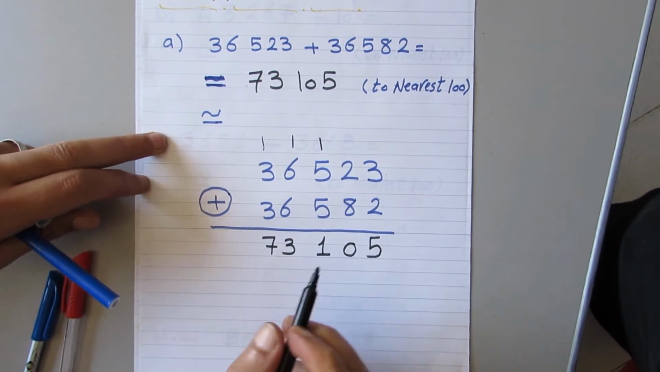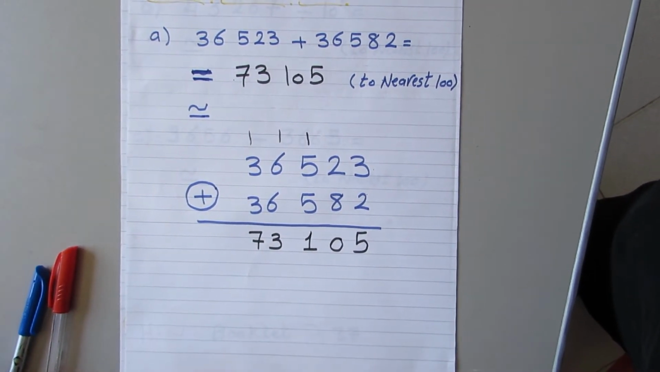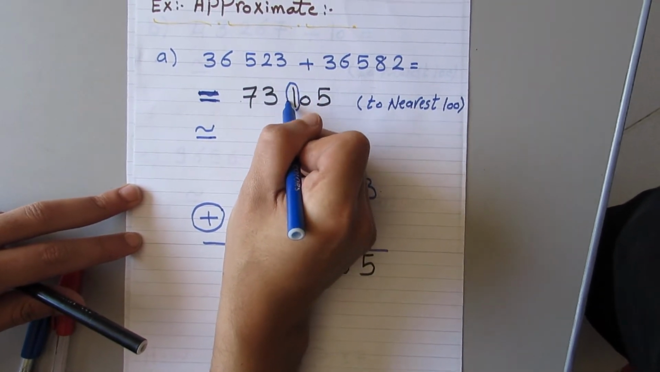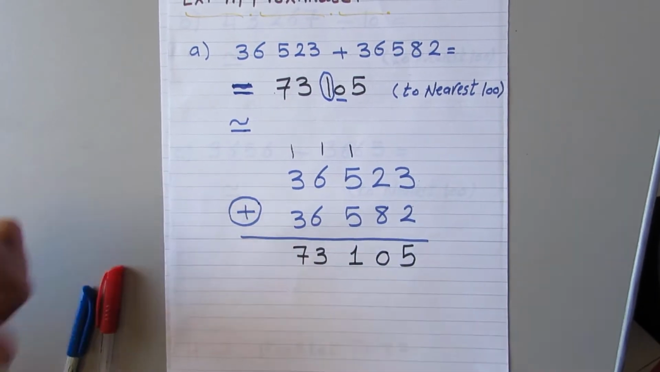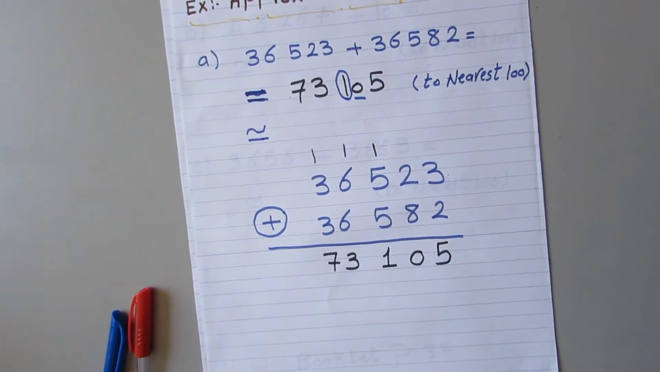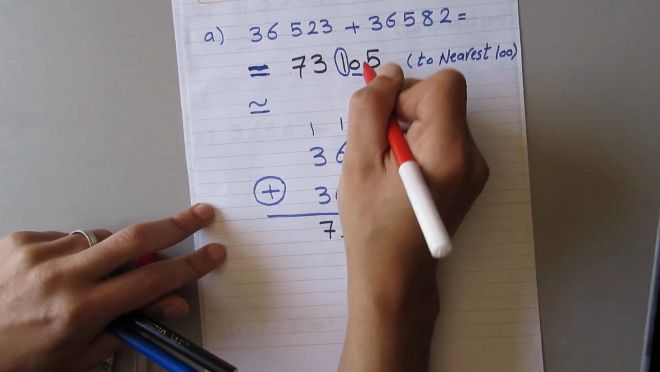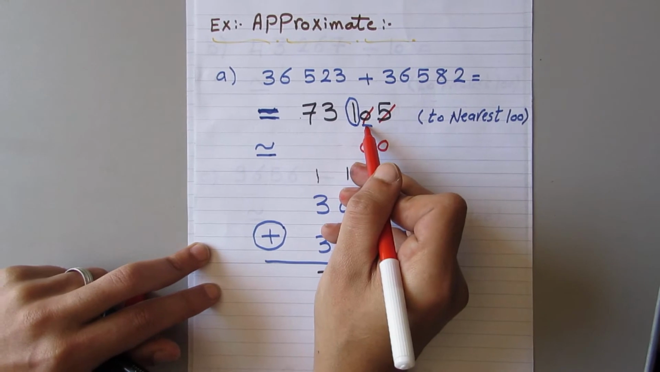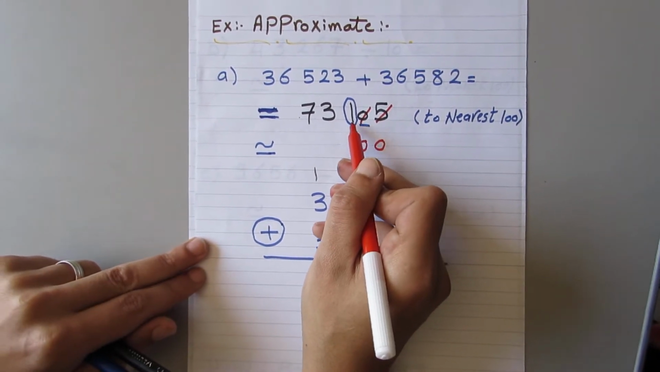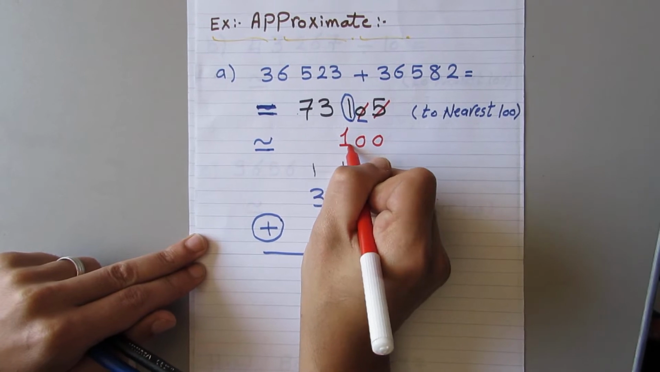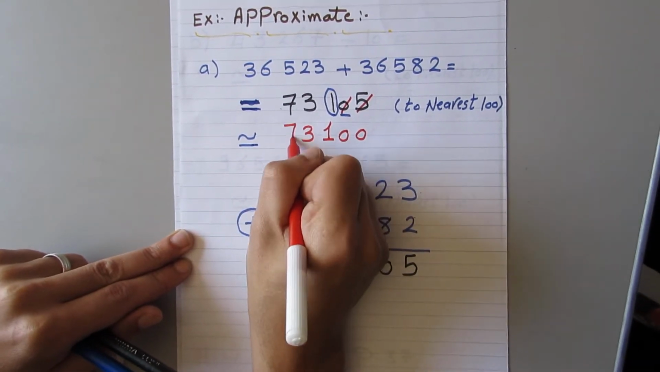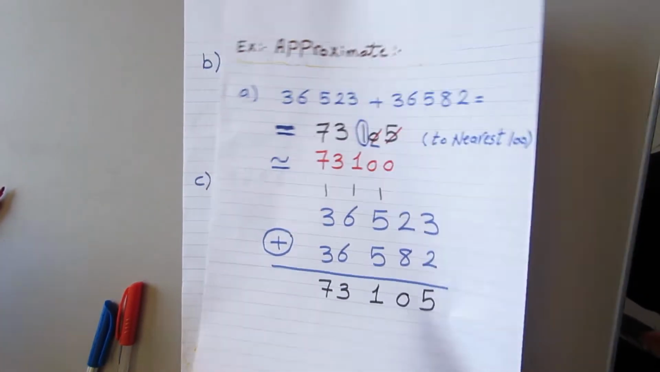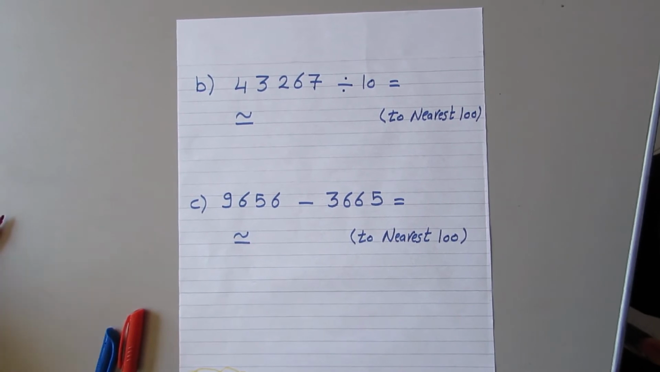73,105. So now we have to approximate this result to the nearest hundred, and the hundred digit here is the number 1, so we circle the number 1 and underline the following digit. As we know that all the following digits are turned into 0, so we're gonna turn these two digits into zeros. And the underlined digit is 0, so it's a weak number, it's not gonna help the 1, so 1 will still be as it is, and before 1 we have 3 and 7, so the answer is 73,100.